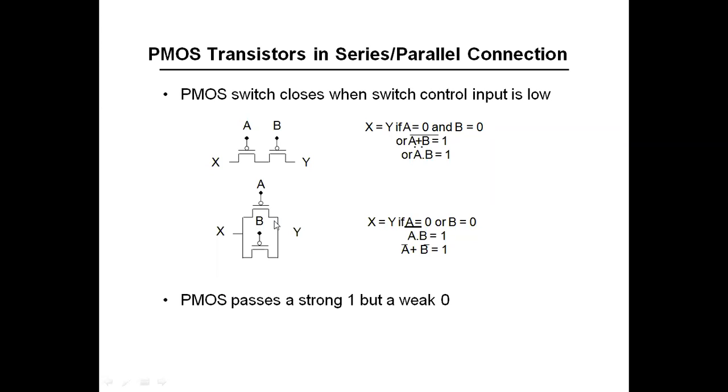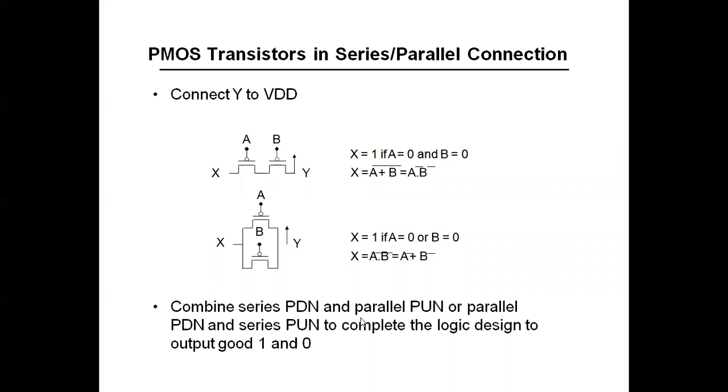Similarly, in the case of this parallel combination also, when any one of the PMOS transistors out of these two is in conduction, then X can reach towards Y. That means the input can go towards the output, right? If any one is 0, that means it is in conduction mode. So it's nothing but an OR function. A bar plus B bar is equal to 1. And as you know, the PMOS has the capability to transfer strong logic 1, but weak logic 0, right?